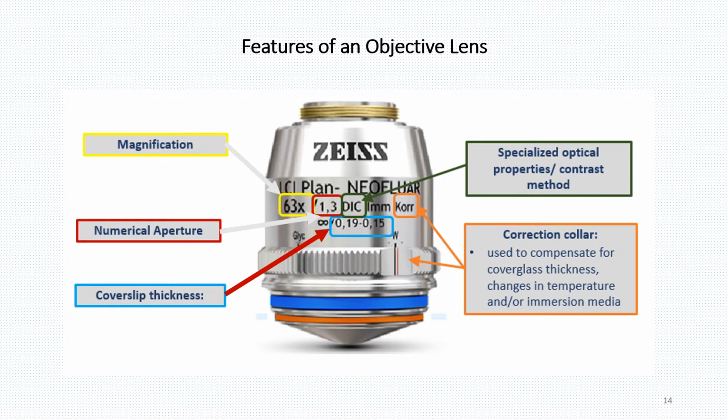Since there may often be small variations in thicknesses within a batch of cover slips, some objectives have a correction collar that adjusts the placement of the objective's internal lens elements in order to compensate for these variations. Some of these collar adjustments can also correct for changes in temperature or immersion media. Additional contrast-enhancing properties of the objective are also inscribed on the objective barrel.